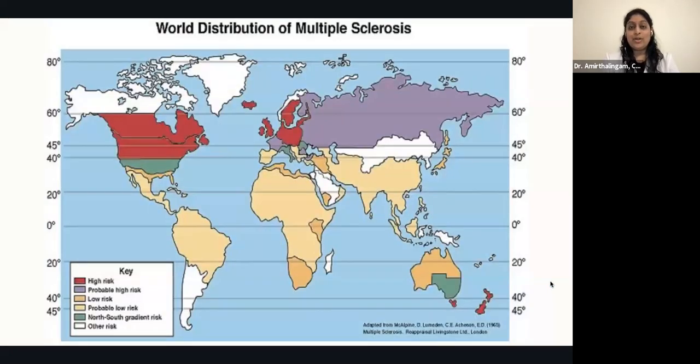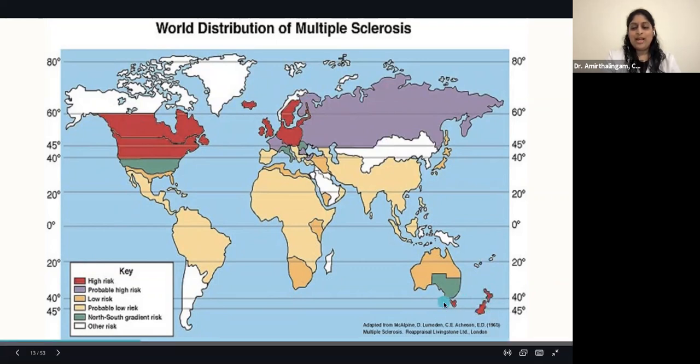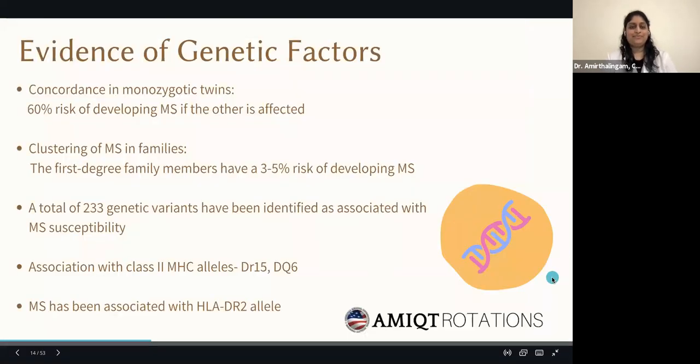As we can see here from the world distribution map, when we're at 0, where the equator is, there's a low risk. But the more north and the more south we go, as we can see in red, the higher the risk. So we can see here Canada and Europe with the highest risk, and also closer to the lower border here, lower equator, Australia.